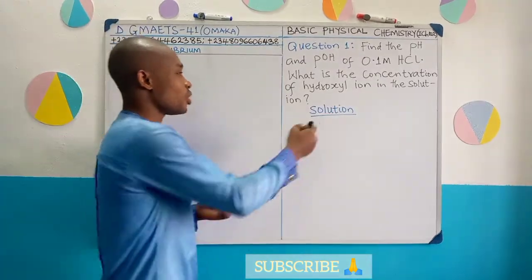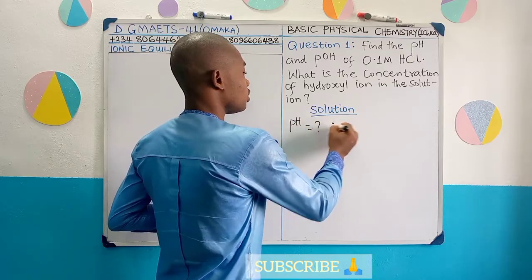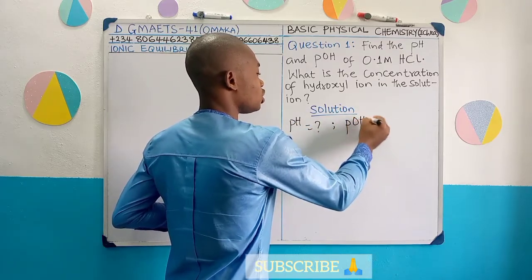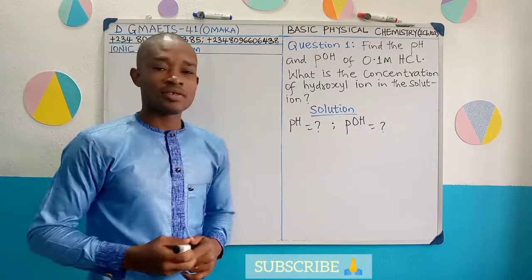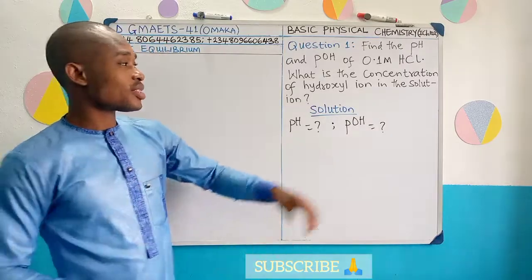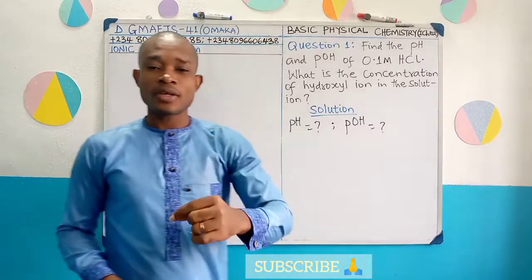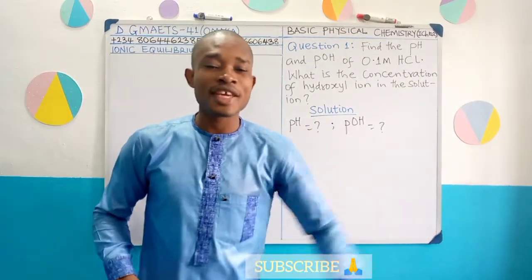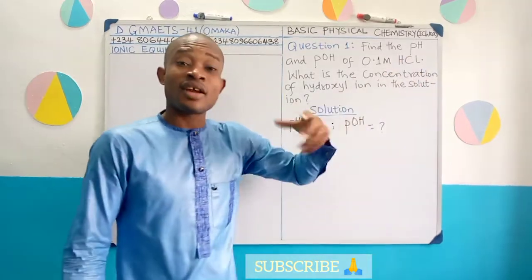From the question here, we are to determine pH, we don't know. So pH we don't know. Also pOH we do not know. But we know the concentration of the HCl given there. Please, I'd like to state that this concentration, 0.1 molar HCl, represents the concentration of hydrogen ion. The reason being that this HCl is an acid.